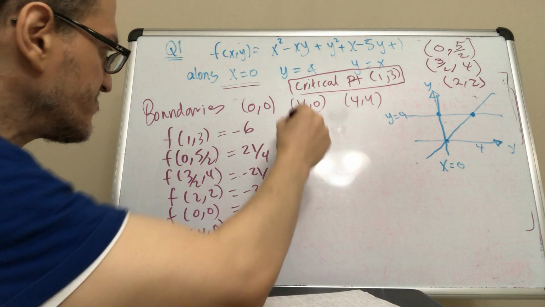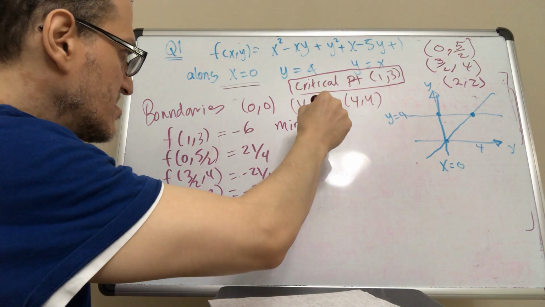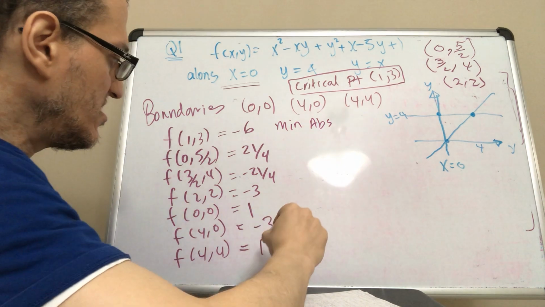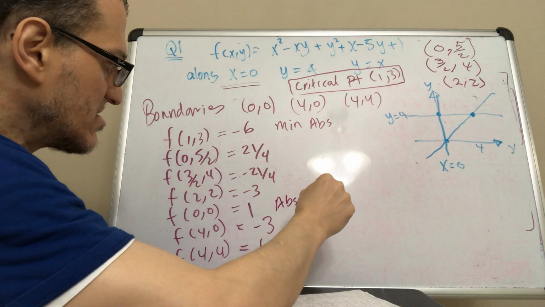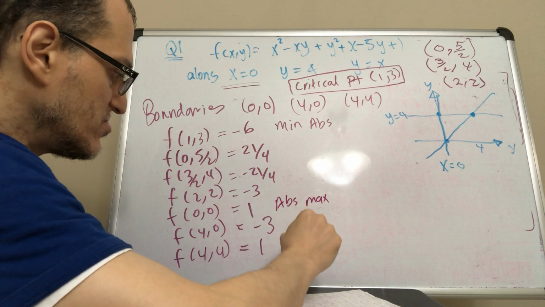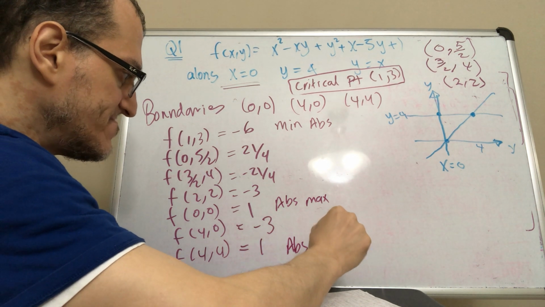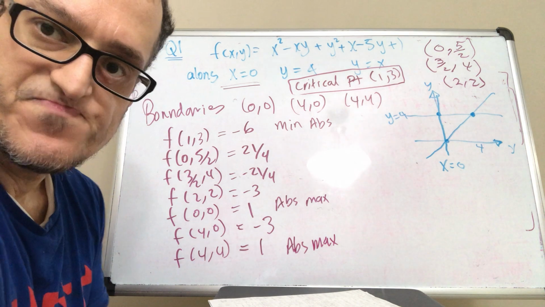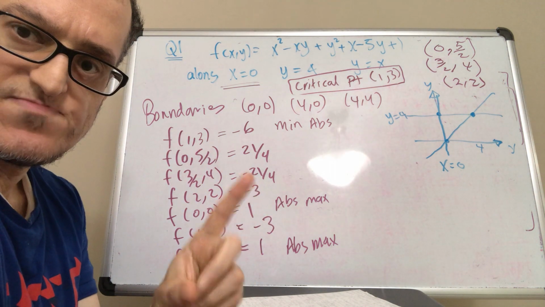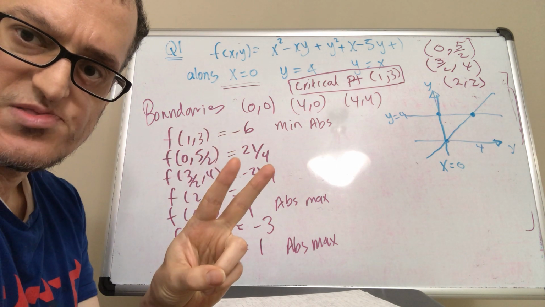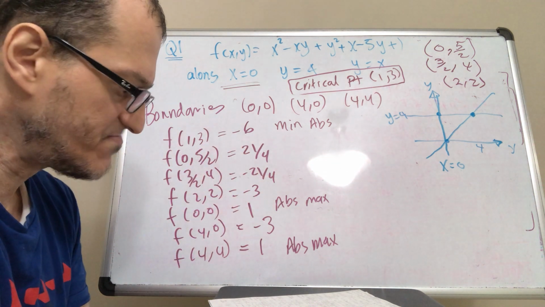The minimum is this. This is the absolute minimum. The maximum is 1, so absolute max. But remember, the points we need to do are the main critical, the critical along the lines, and the boundaries.